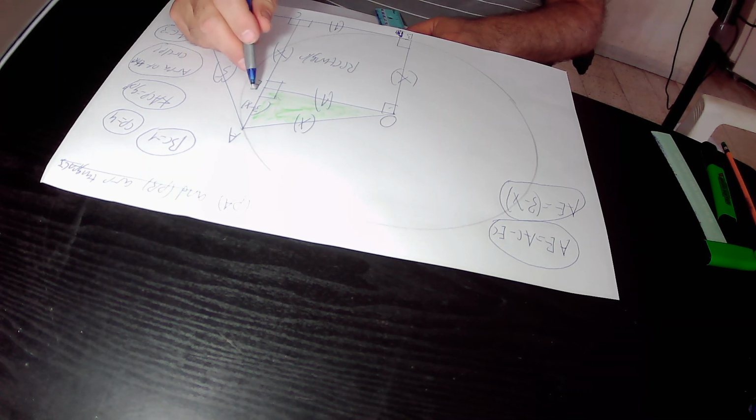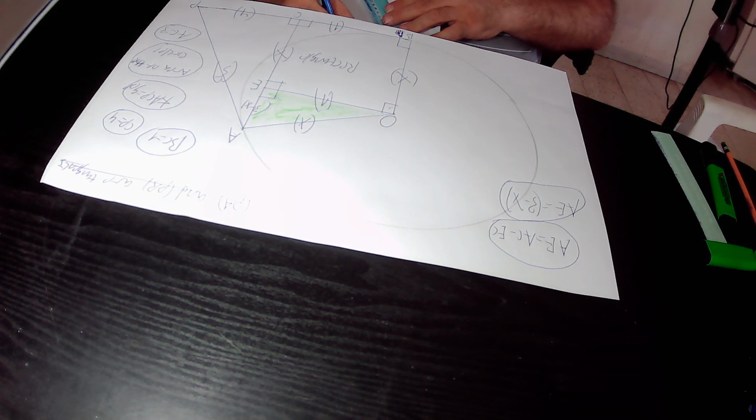Side AE equals 3 minus x units in its length. Side OE equals 1 unit in its length. And the hypotenuse OA equals x. Here PT is the abbreviation for Pythagoras theorem.